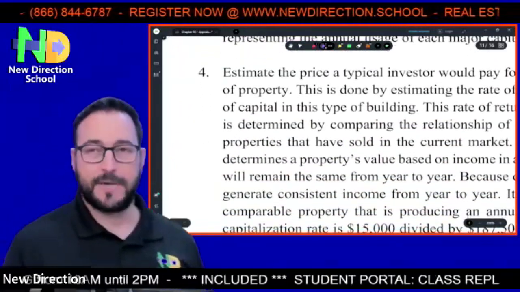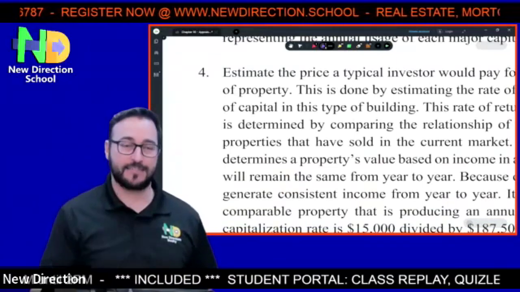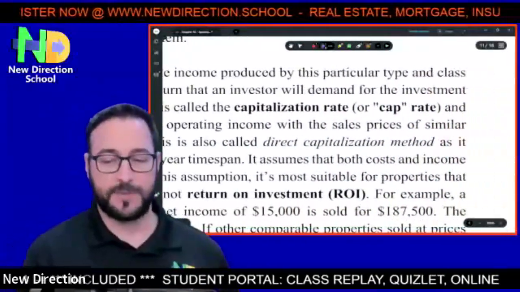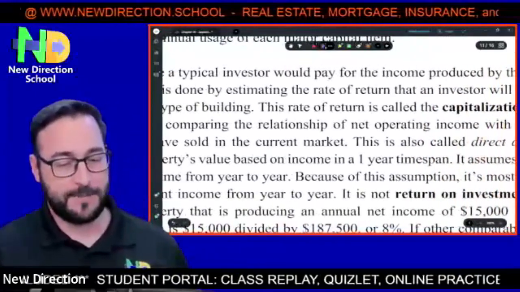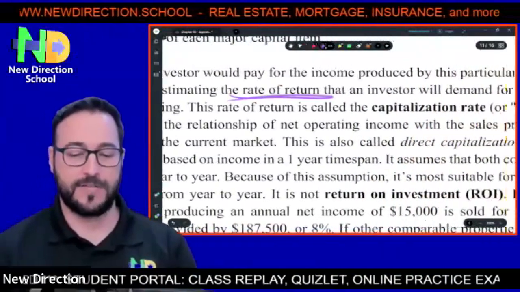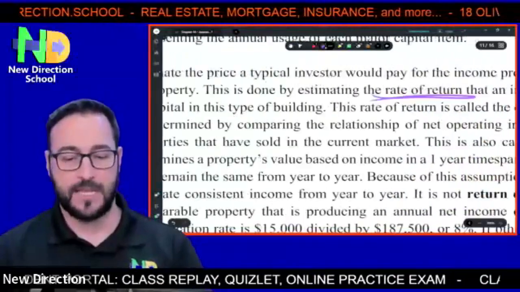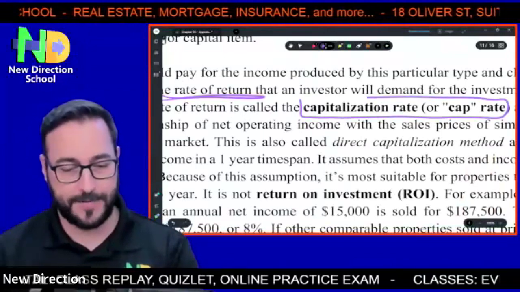We're going to estimate the difficult thing that I just showed you on the MLS. We're going to estimate what is the typical price that an investor would pay for the income produced by this particular type and class of property. This is done by estimating the rate of return that an investor will demand for the investment of capital in this building. This rate of return is called capitalization rate or cap rate.